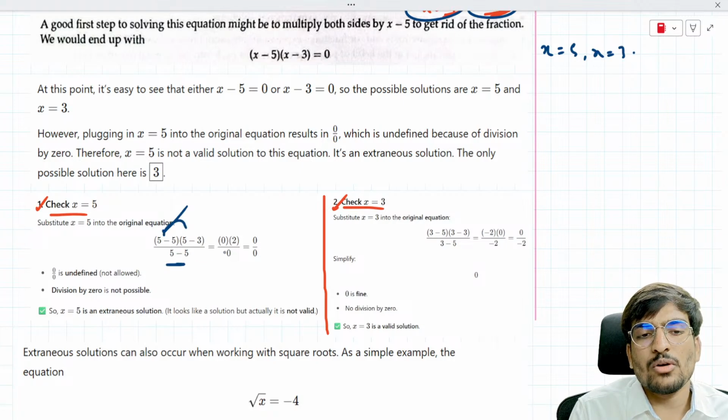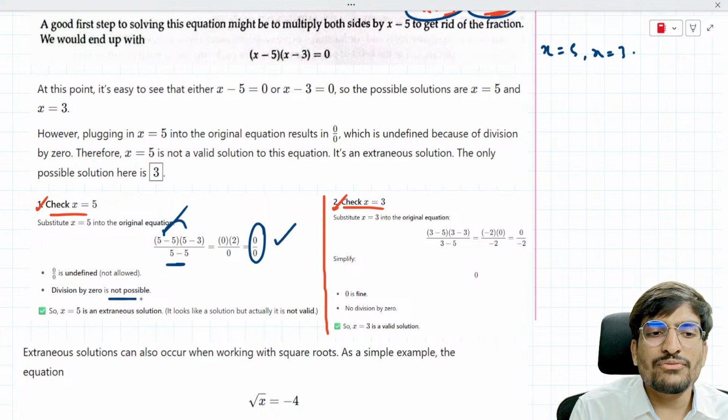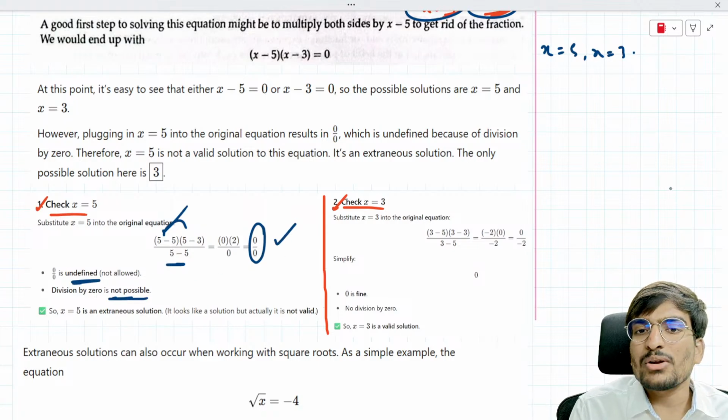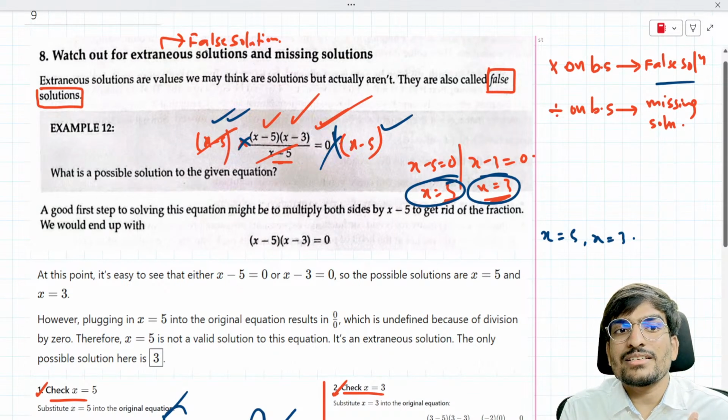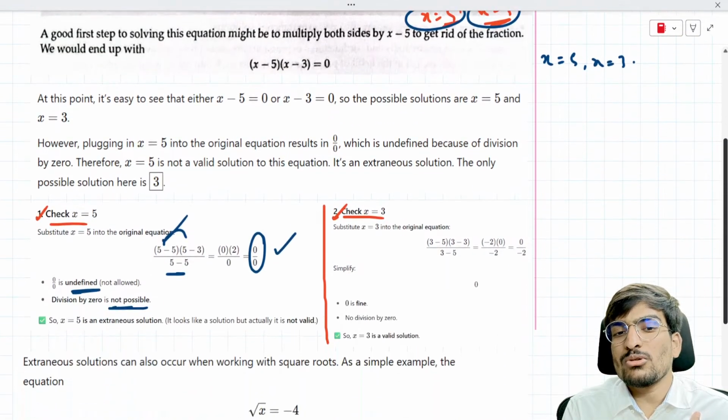And then the denominator is also 0. Finally, I got 0 by 0. 0 by 0 is nothing but undefined, not possible. But what do we need to get? We need to get 0. That is the RHS. It's not satisfying. The value we got, x equal to 5, is not satisfying.